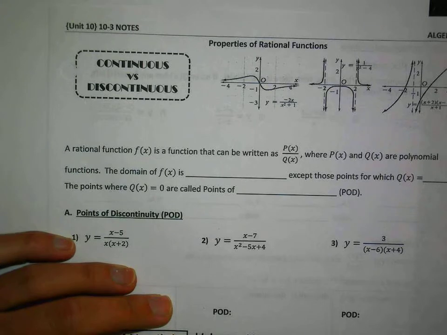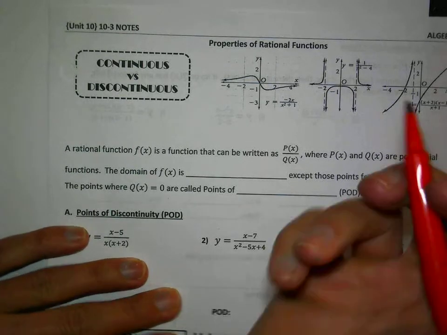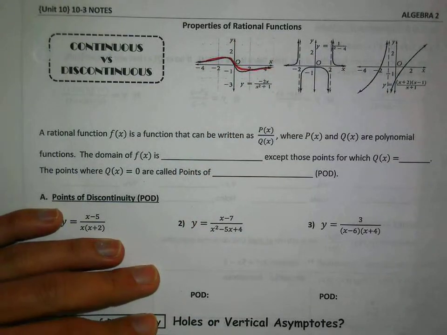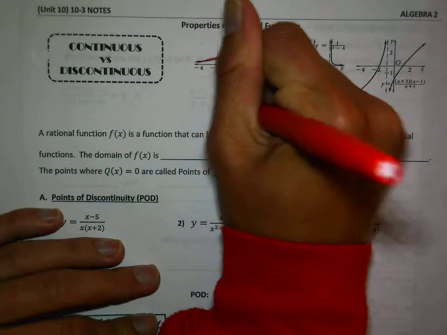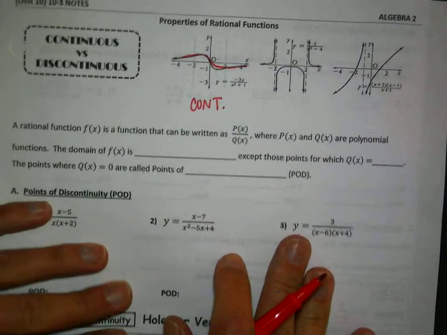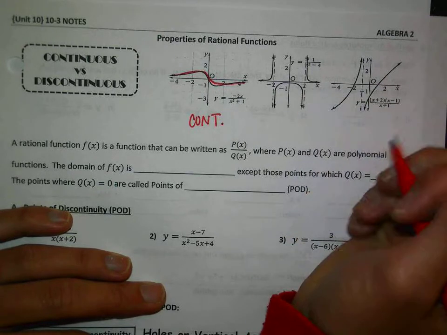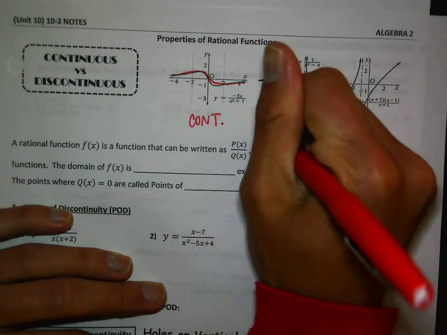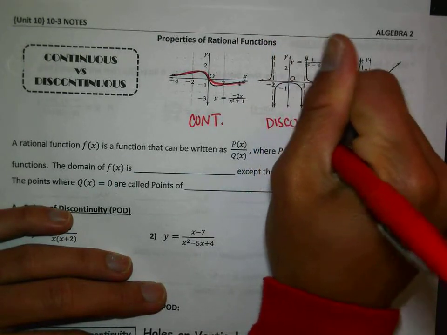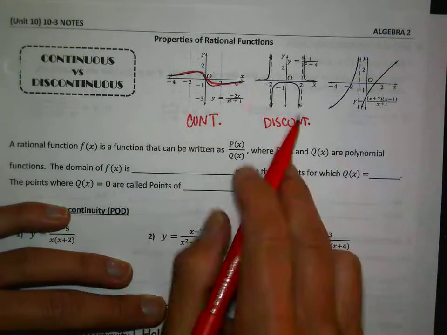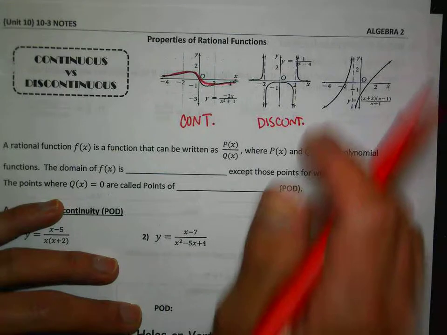A continuous function is one that you can draw continually without lifting up your pencil. So on this first one, do you think that's continuous? Yes. All right, what about the second graph? Is this continuous? No, there's three different parts. So that would be called discontinuous. The first one is continuous. This one's discontinuous.